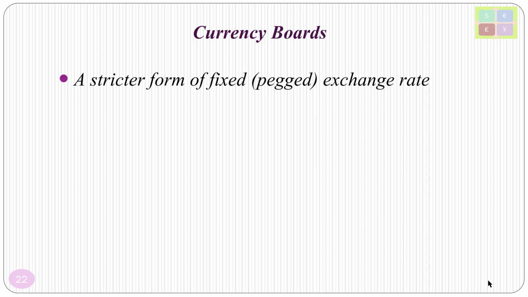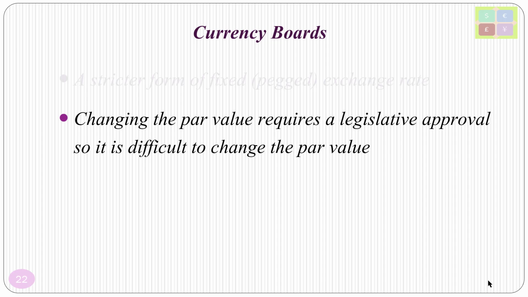This is a good time to talk about currency boards. A currency board is a stricter form of fixed or pegged exchange rate. Changing the par value requires legislative approval, so it is difficult to change the par value. That means the lawmakers in a country have to pass a bill to change the par value of the currency. This can become a political issue, so it is hard to accomplish. And that's why a currency board is a stricter form of fixed exchange rate.